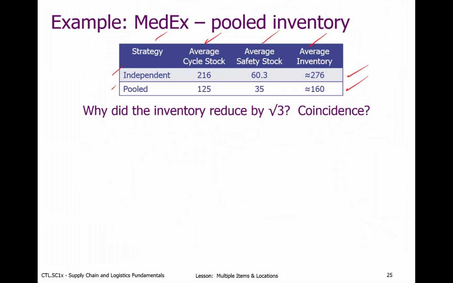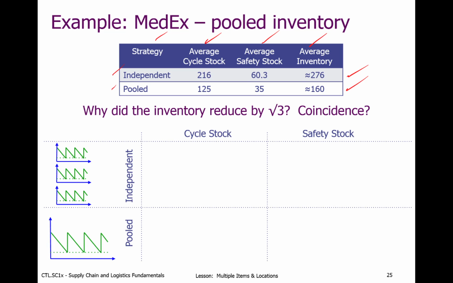But why does that happen? Is it just coincidence that they all just happen to go down? And the answer obviously is no. So let's look and see what happened. Let's break it up and look at both the independent, where each ward is managing separately. So I've got 3 wards here, Ward 1, Ward 2, Ward 3. And then here's where it's collectively as a whole, where it's pooled.